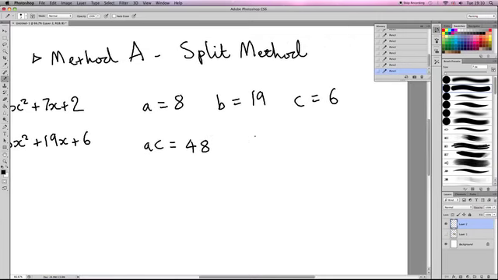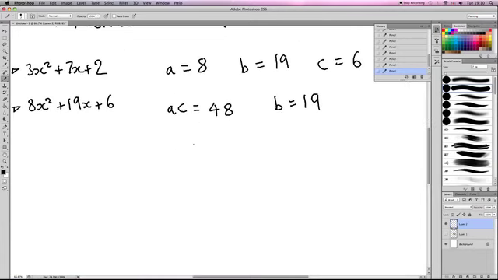And now I don't need to worry about what B is because I've got B is 19. I've got to think of two numbers that multiply together to give me 48, and two numbers that add up to give me 19.